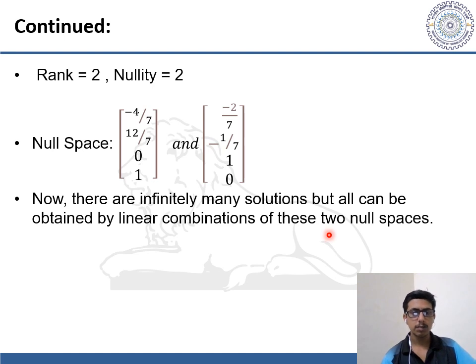Now there are infinitely many solutions, but all can be obtained by linear combinations of these two null space vectors. As we saw in the previous slide, x3 and x4 are free variables, so by changing those free variables we can get an infinite number of solutions, but all those solutions can be obtained by the linear combinations of these two vectors. So that's all. Now I think the concept of nullity and null space becomes more clear to you. In the next slide we see how we can code for nullity and null space.